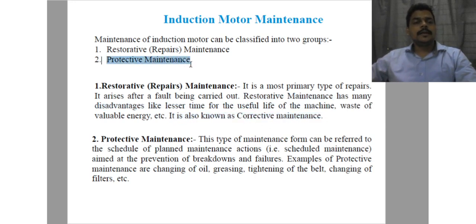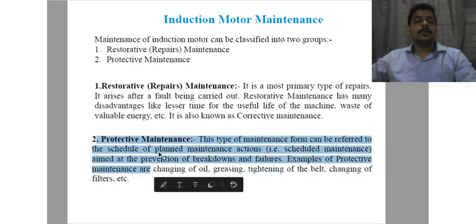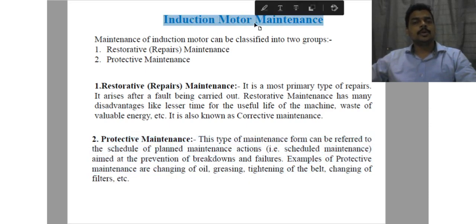The second type of maintenance for the induction motor is protective maintenance. This form of maintenance refers to a schedule of planned maintenance actions, that is, scheduled maintenance aimed at the prevention of breakdowns and failures. Examples of protective maintenance are changing of oil, greasing, tightening of belts, changing of filters. So these are the two maintenance types we carry out for the induction motor.